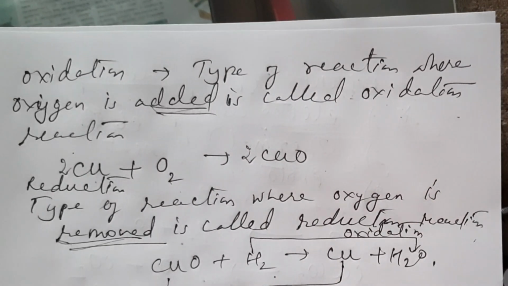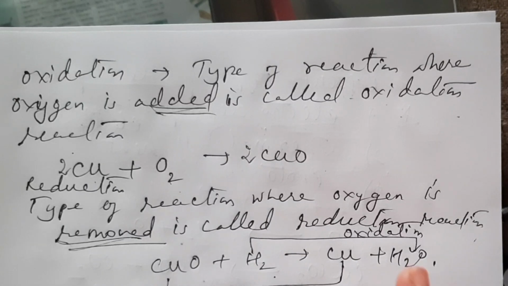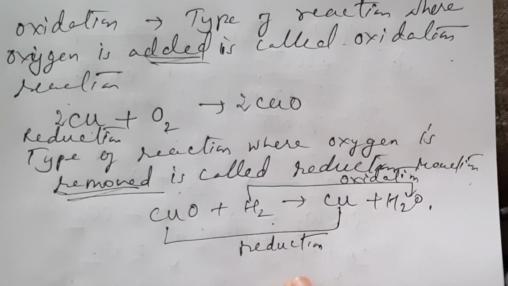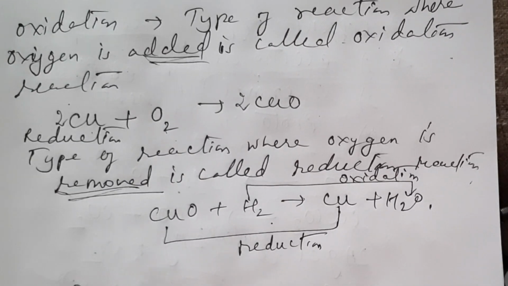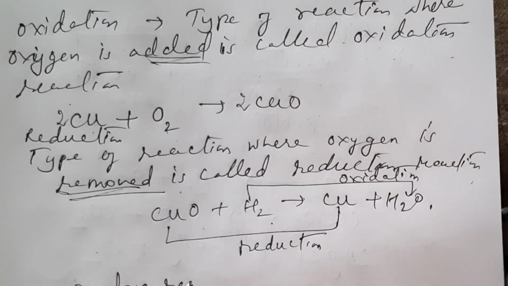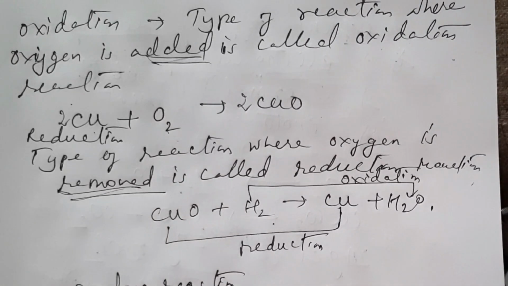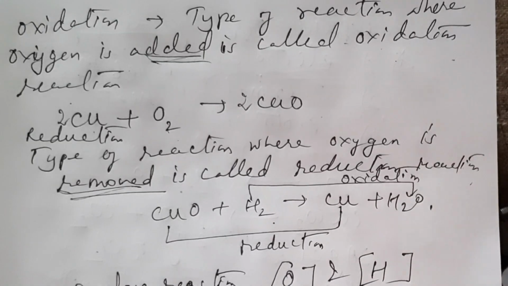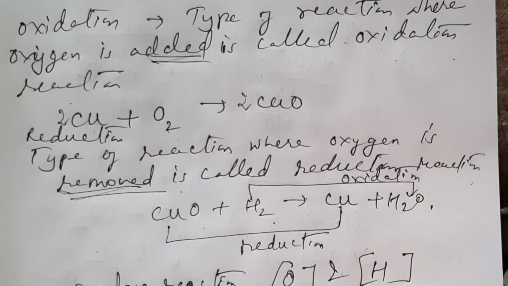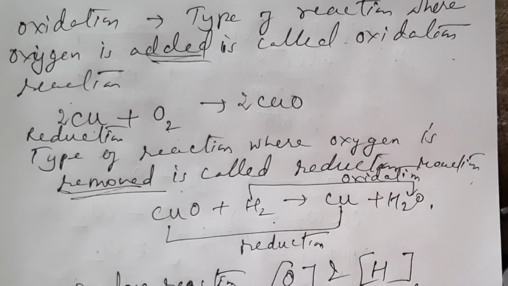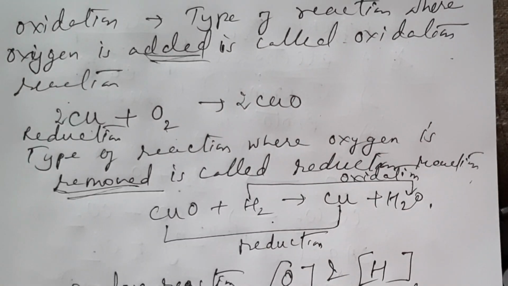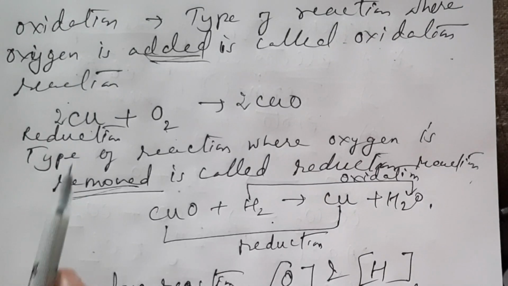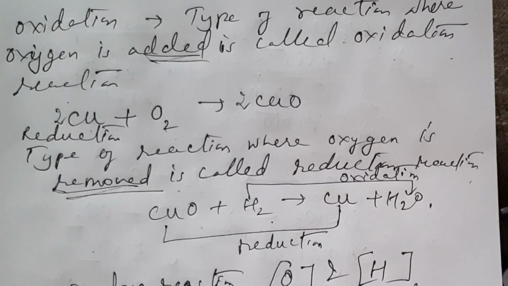Now oxidation and reduction. The type of reaction where both oxidation and reduction take place together or simultaneously, we call that a redox reaction. This can be one more question. What is a redox reaction? The type of reaction where oxidation and reduction both take place is called a redox reaction. Every reaction in general is of redox type, but for 10th standard level, they will ask it separately: what is oxidation, reduction, and what is a redox reaction.